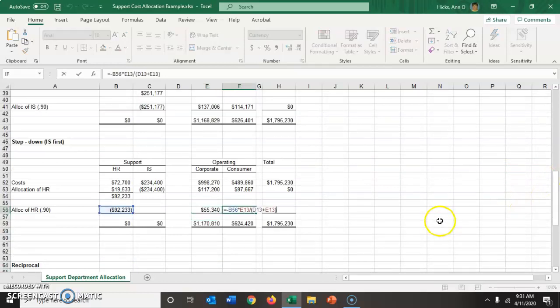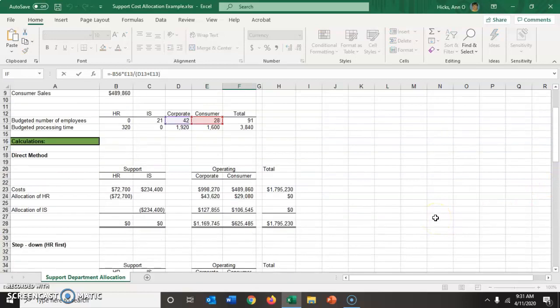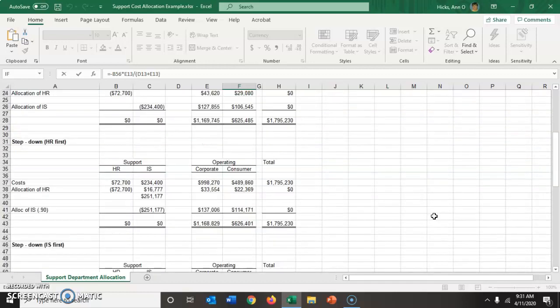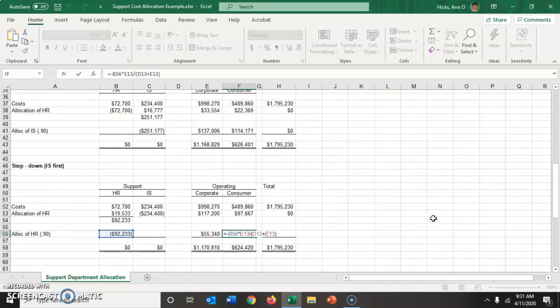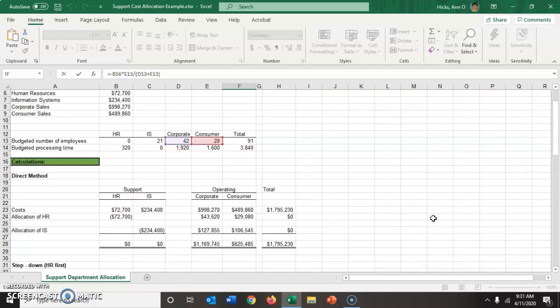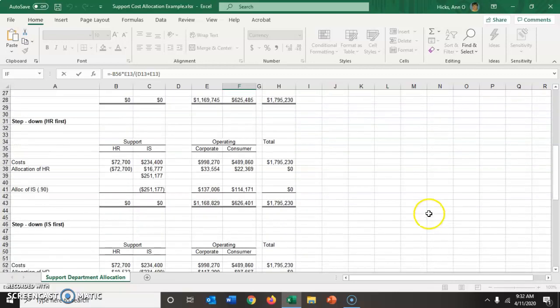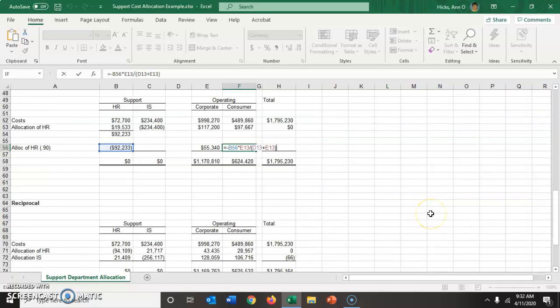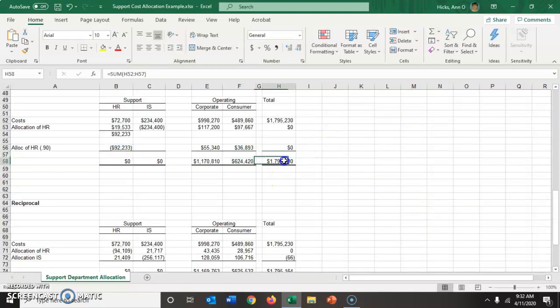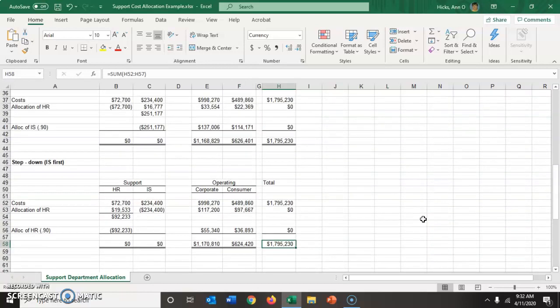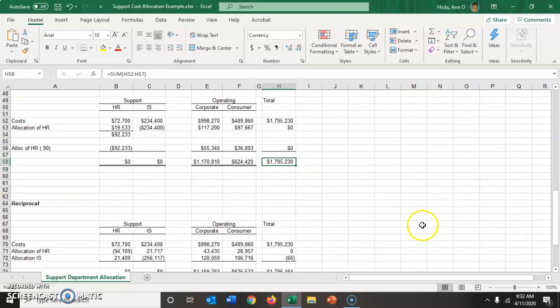The numerator will be the 28 employees for consumer, and the denominator is the sum of those two. And again, we've got a grand total of $1,795,230, but the allocation between the two operating departments is a little different.